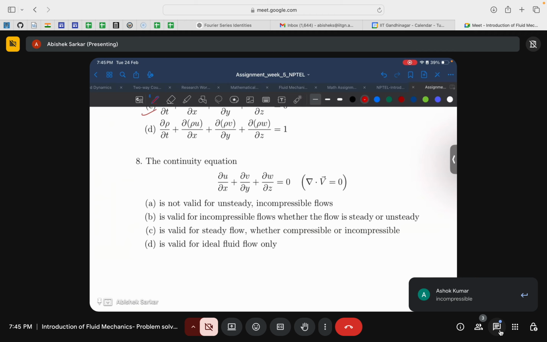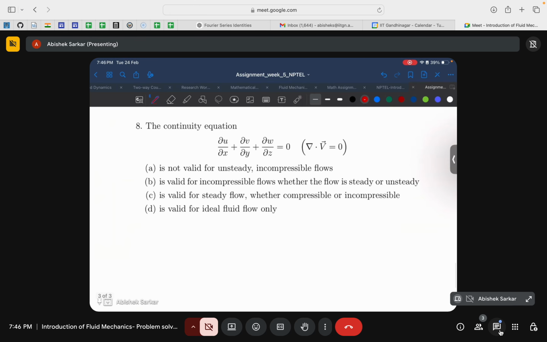Option A and B both have incompressible. Which one? Can you let us know? Option A or B? Given the flow is incompressible, does steadiness, whether a steady or unsteady nature of the flow, matter for this expression to be valid? Steady. Okay, so exactly, correct for trying. Let us go back to the mass conservation equation.